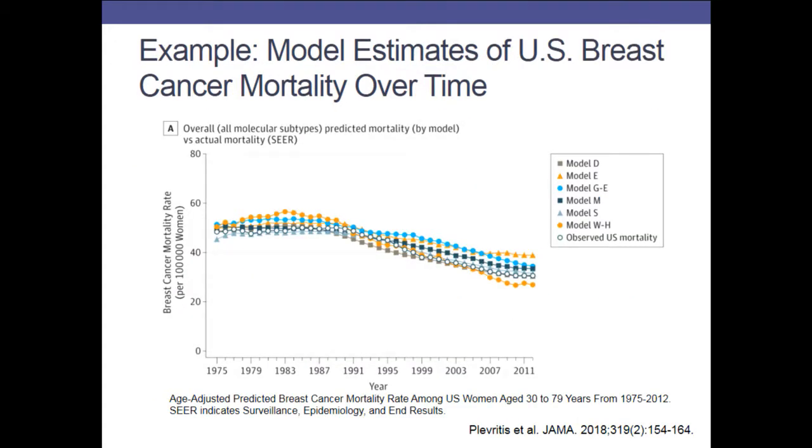So this is an example of a recent collaborative modeling analysis from the breast cancer group. The purpose of this analysis was actually to look at the decline in breast cancer mortality in recent years and to estimate the independent contributions of screening and treatment to that decline. But I'm showing this here just so you have a sense of the range of results that can be produced by different models. In this case, the white circles are the observed US decline in breast cancer mortality over time as reported by SEER. Each of the models is trying to reproduce this curve, and you can see on the whole, they do quite well. They follow the shape of the curve and are pretty close. But there is a range in estimates from model to model.